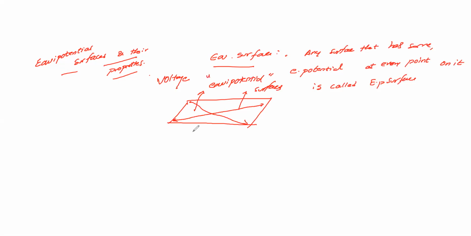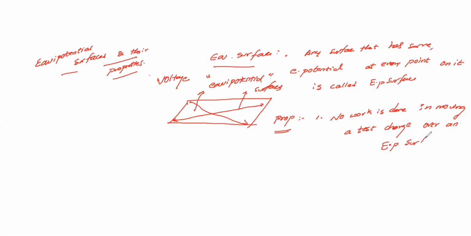Remember this point. There are a few properties. First try to take the property headings, then after that I'll explain. Properties of equipotential surfaces. First point: no work is done in moving a test charge over an equipotential surface. I'll repeat again. No work is done in moving a test charge over an equipotential surface. This is your first property.